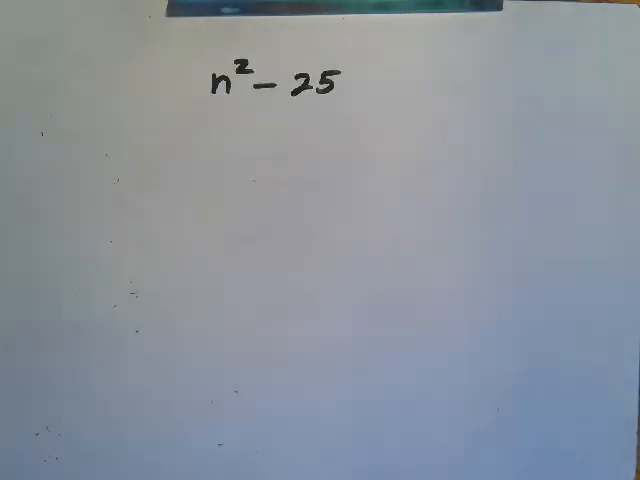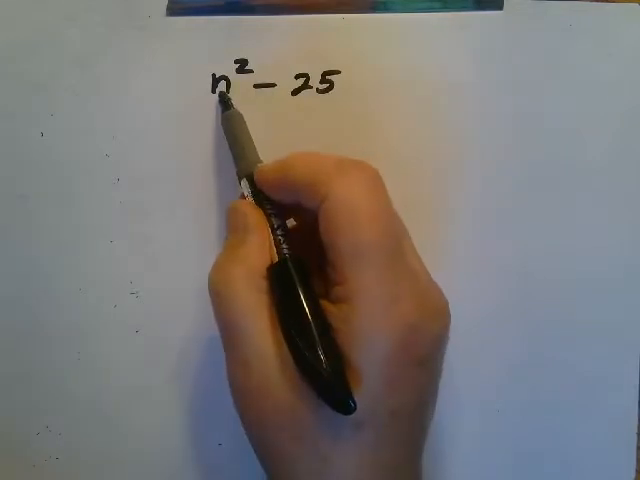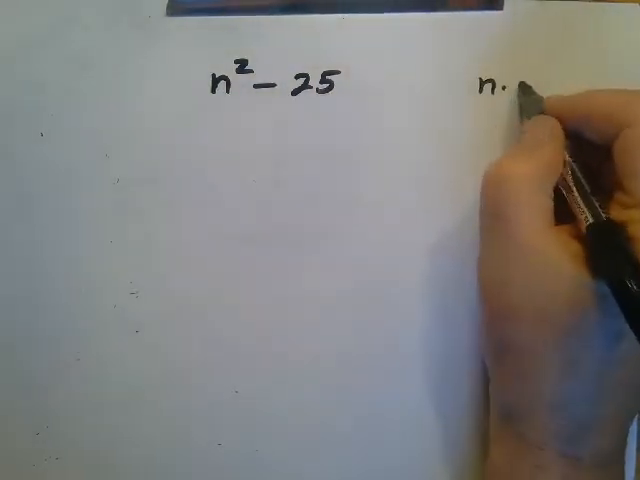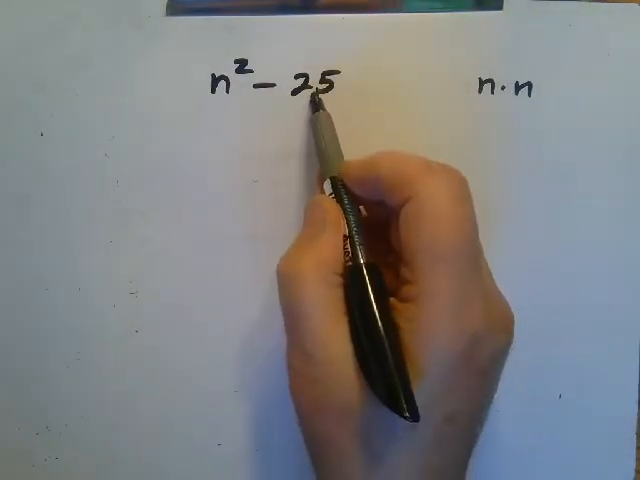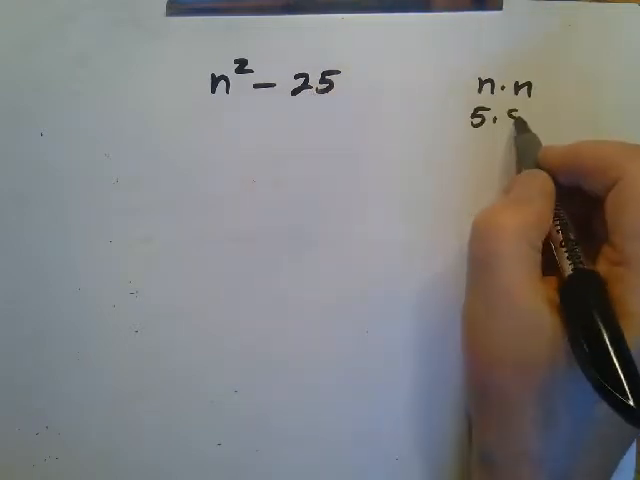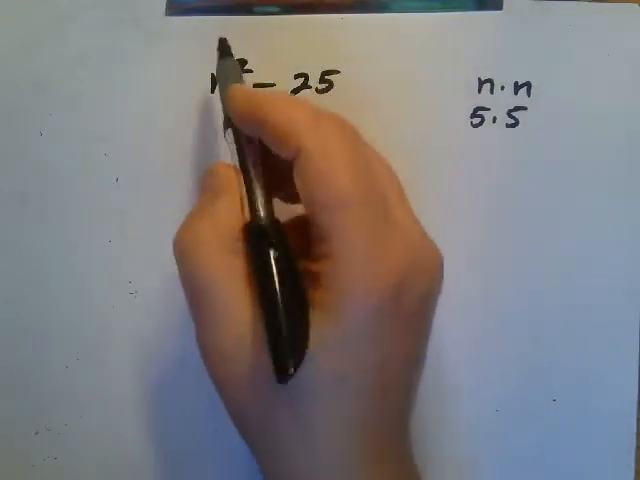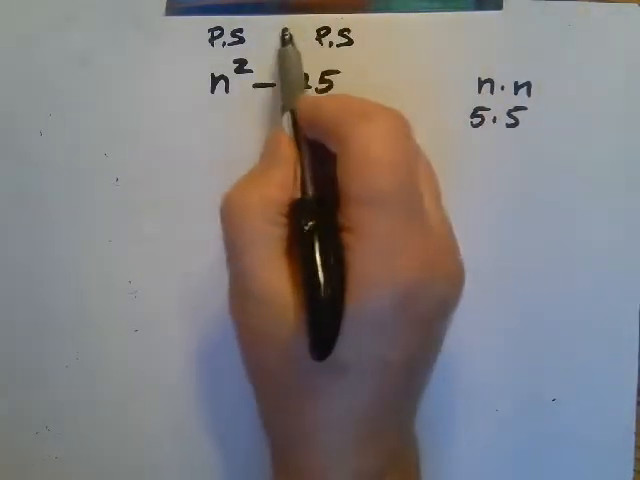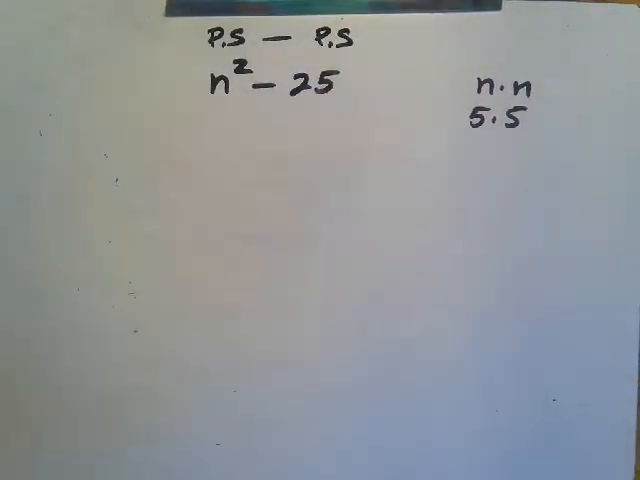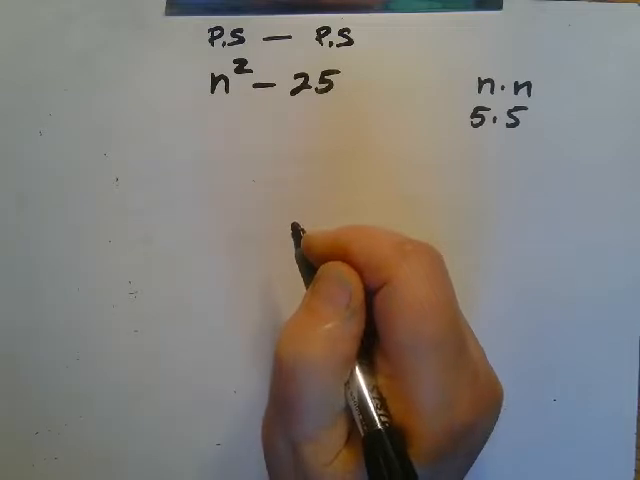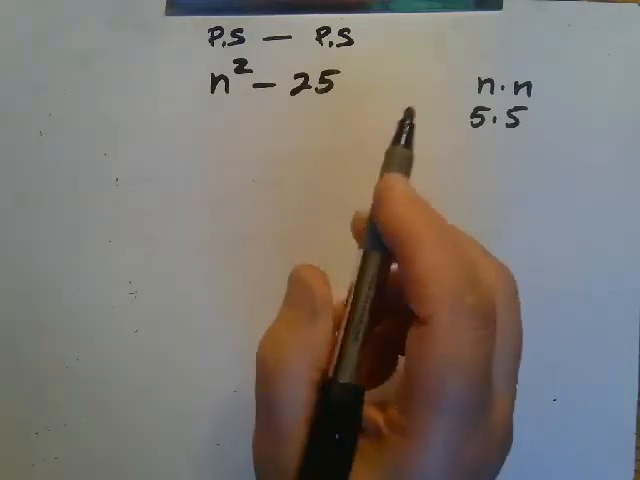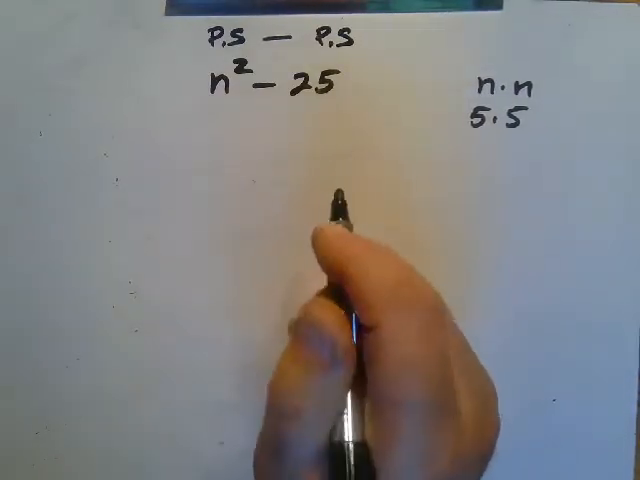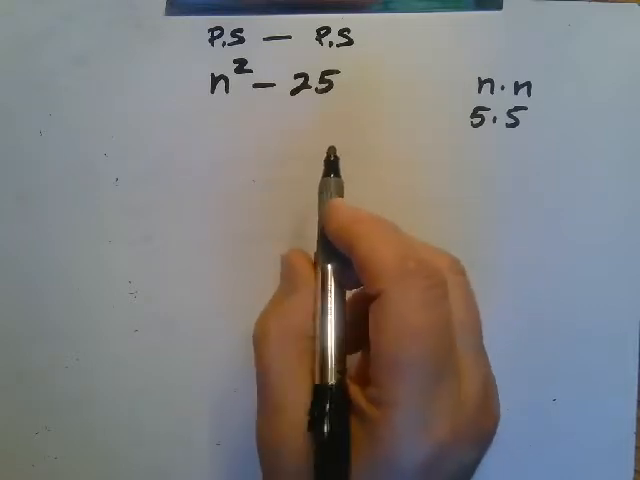All right, this is the difference of squares, because n squared is n times n, and 25 is 5 times 5. So these are both perfect squares. I'll put PS up here and PS up here, and difference means you're subtracting one from the other. So this is what's called the difference of two squares. Now I'm going to show you the long way to do this, but this is so easy to do with a shortcut. I'm first going to show you the long way, and then the shortcut, and you'll never want to come back to the long way.